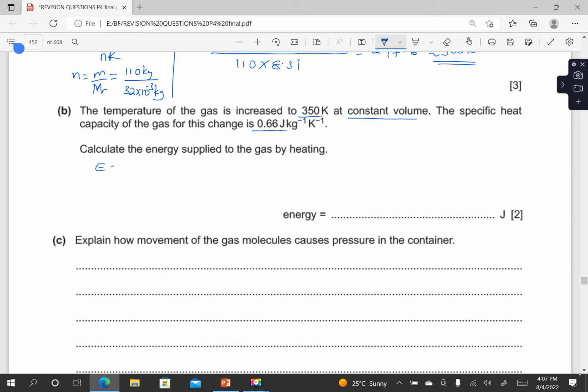Energy supplied is given by mass times specific heat capacity times change in temperature. This is very easy. The mass is 110 kilograms. Specific heat capacity is given as 0.66. Change in temperature is from 300 to 350, so I'll say 350 minus 300. Answer.